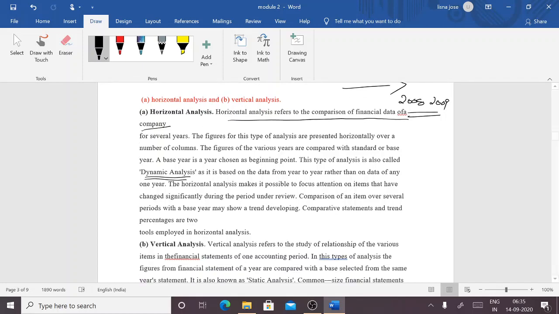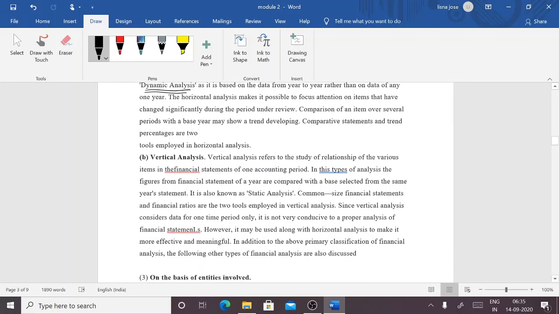The next one is vertical analysis. Vertical analysis refers to the study of the relationship of the various items in the financial statement of one accounting period. Vertical means moving like this. So in the year 2008, we study all the items in 2008, meaning all the items mentioned in the financial statement, either in the balance sheet or the P&L account of a company.